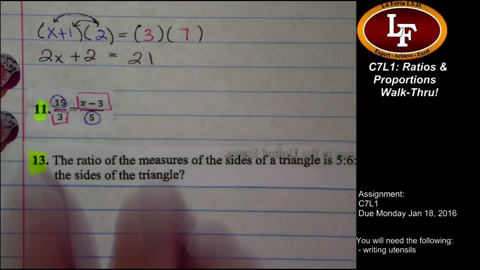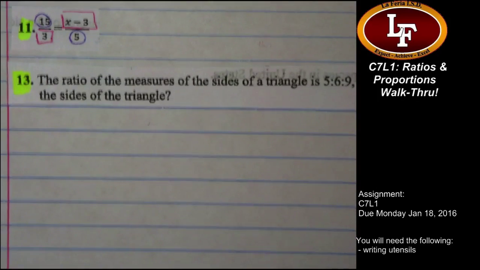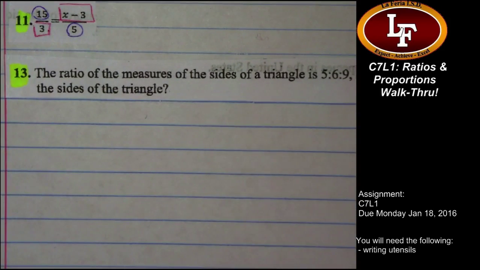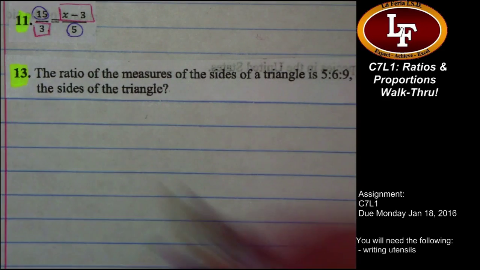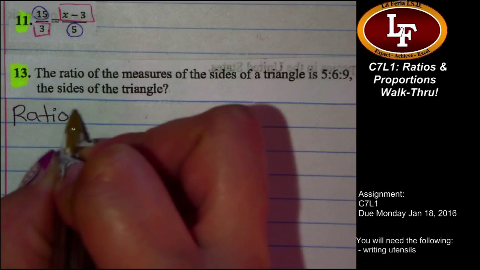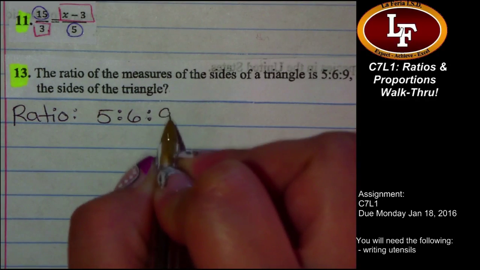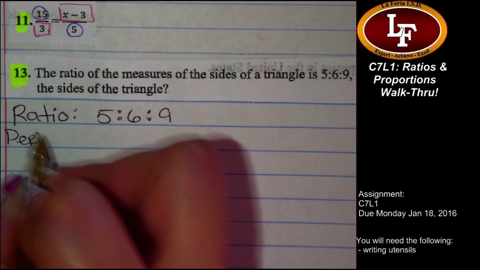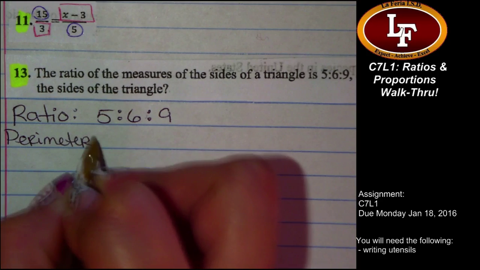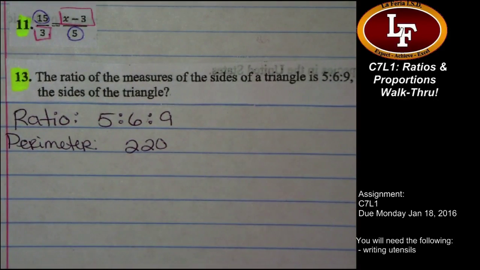Because it's really long. The ratio of the measures of the sides of a triangle is 5, 6, 9, and its perimeter is 220 meters. So I'm going to just take notes here and write my ratio 5 to 6 to 9 and my perimeter 220. And they want to know the measure of the sides of the triangle.